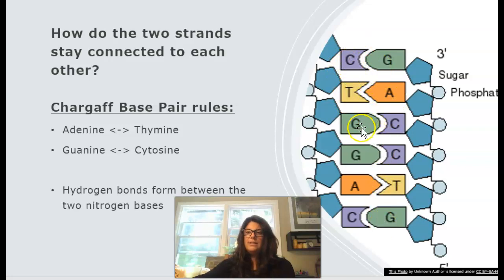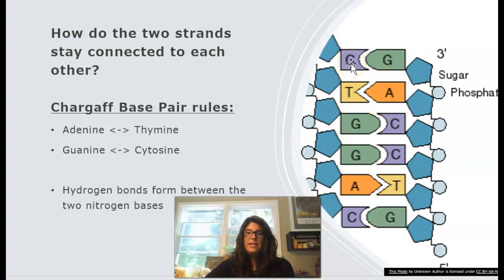So if you look here at this diagram, here's one strand of the DNA. Here's the sugar in blue. Here's where the phosphate groups are. So you can see this kind of makes up the backbone of the DNA strand. So it kind of looks like a ladder, and then the rungs are going to be the nitrogen bases.